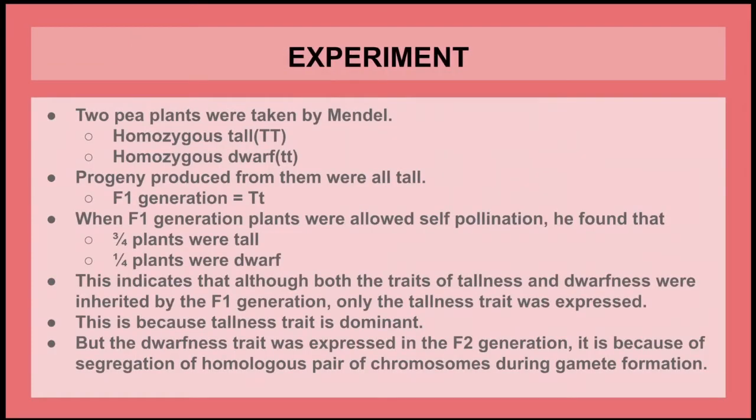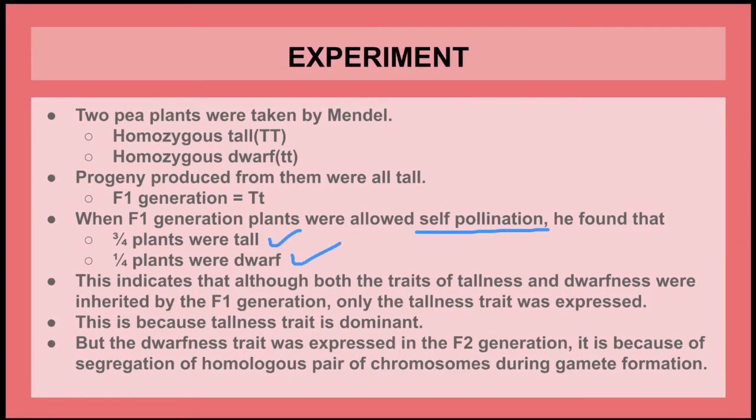For this, Mendel performed an experiment in which he took two pea plants, one homozygous tall and the other homozygous dwarf. When he cross-pollinated these, in F1 generation, all plants were tall. When the plants of F1 generation were allowed to self-pollinate, he found that 3/4 plants were tall while 1/4 plant were dwarf.